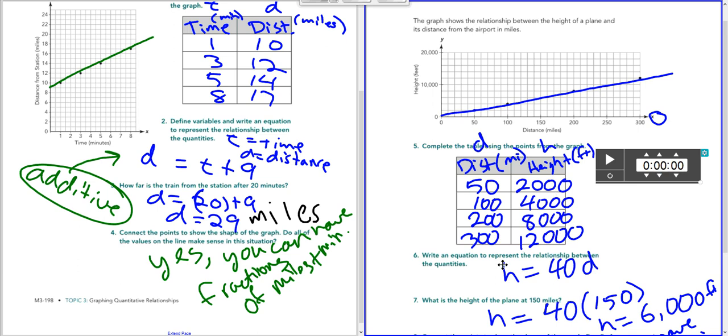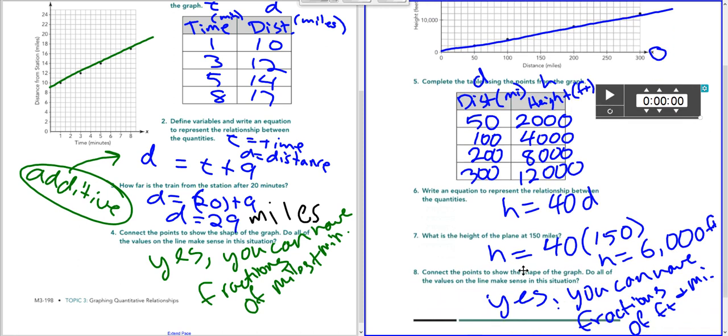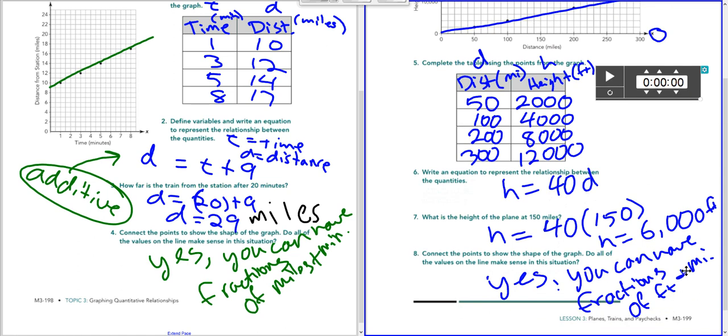All right, so our equation: our distance, our independent variable, multiplied by 40 will give us our h, our dependent variable. And then when they give us 150 miles, we put that in for our d, and we multiply and we get 6,000 feet. Now, do all the points on this line make sense? Yeah, because you can have a fraction of feet and you can have fractions of miles.